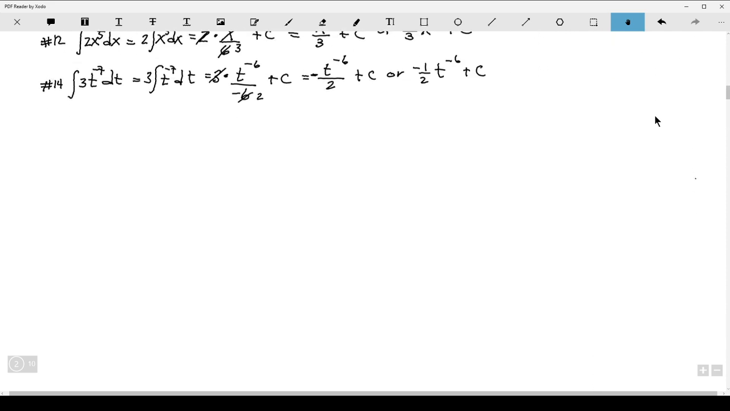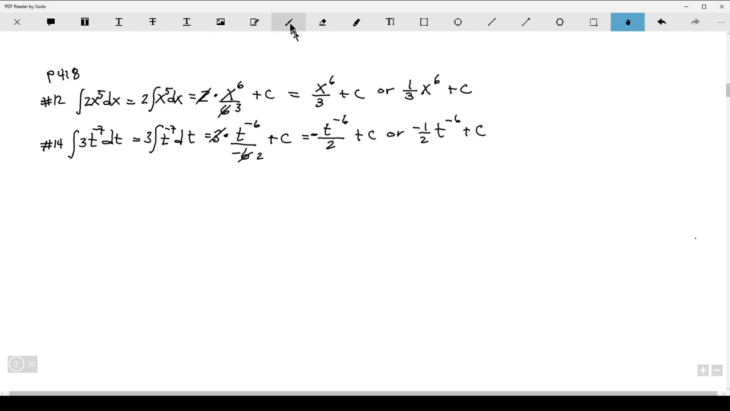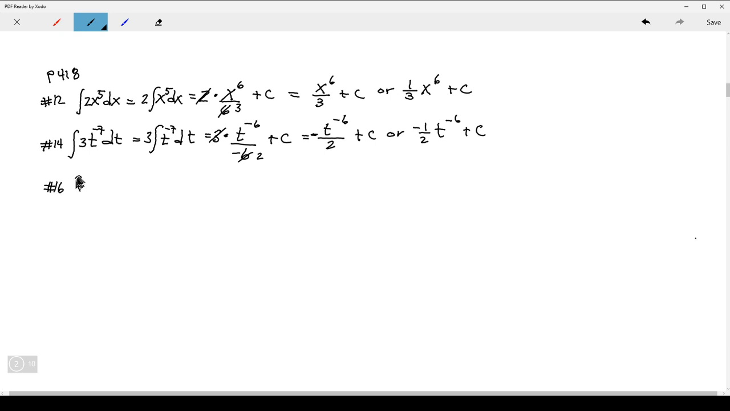Let me go back to where my problems are. There are my problems. Let's take a look at what else we can do here. Just because I know I'm going to get asked, let's take a look at number 16, because I know how much you all love fractions. Number 16 is 2u to the 3/4 du.